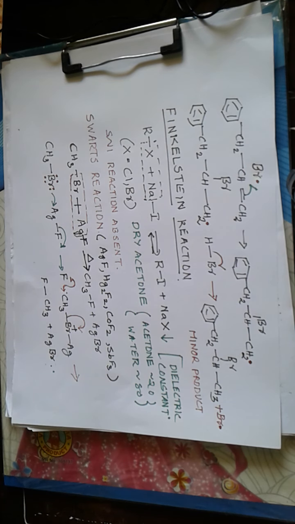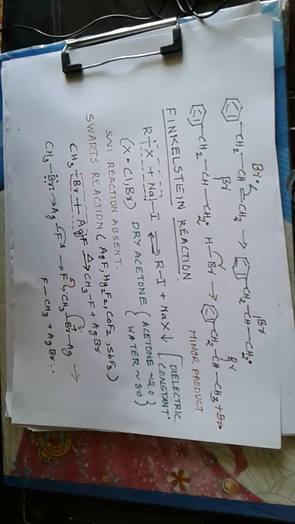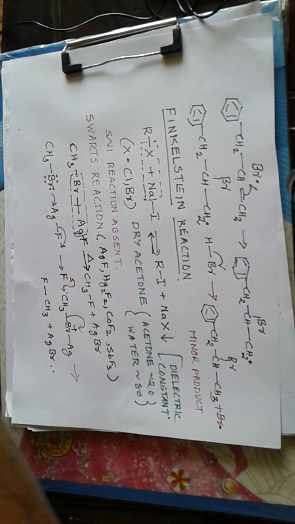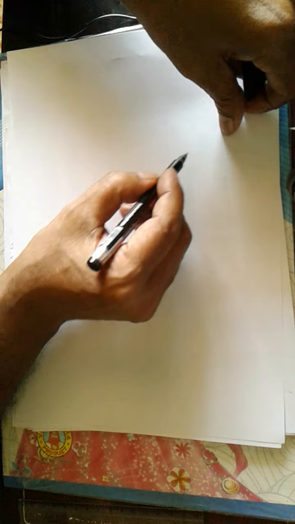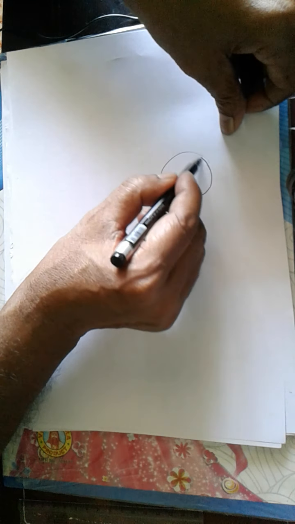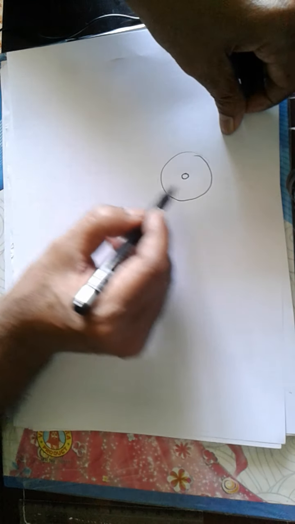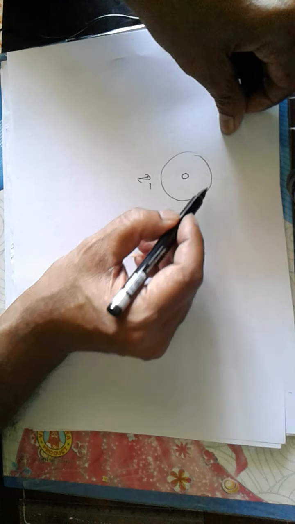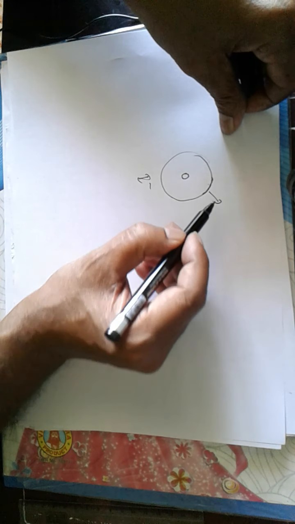Now iodide ion is a good nucleophile because of its large size. So iodide ion is large in size. We get the nucleus here, I negative, and this is the electron cloud.